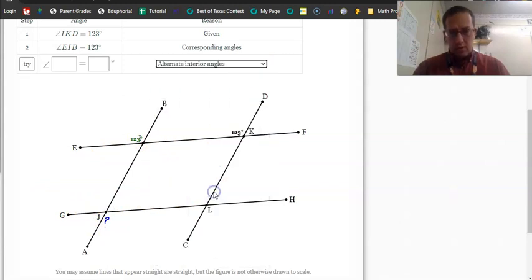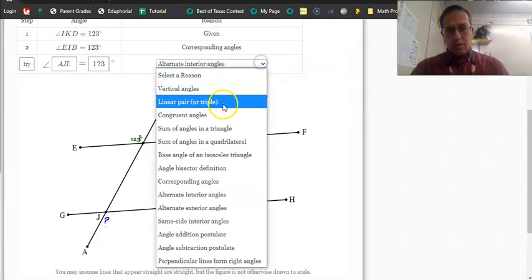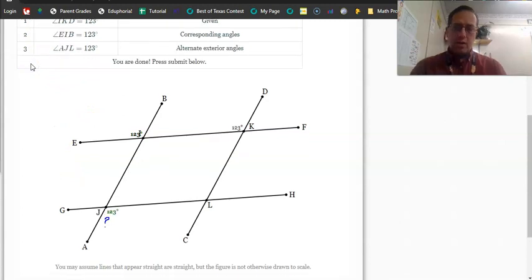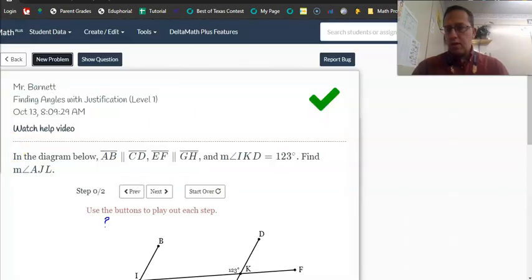So let's see, that was down here, right? Alternate interior angles. And what is the relationship between alternate interior angles? Are they congruent or are they supplementary? Yeah, they're congruent. So that means they have the same measure. So AJL is also going to equal 123 degrees, because they're alternate interior angles. No, sorry, not alternate interior angles. They're alternate exterior angles. There you go. Exterior angles, they are outside of the parallel lines. There we go. All right, so pay attention. It will get you if you're not careful.